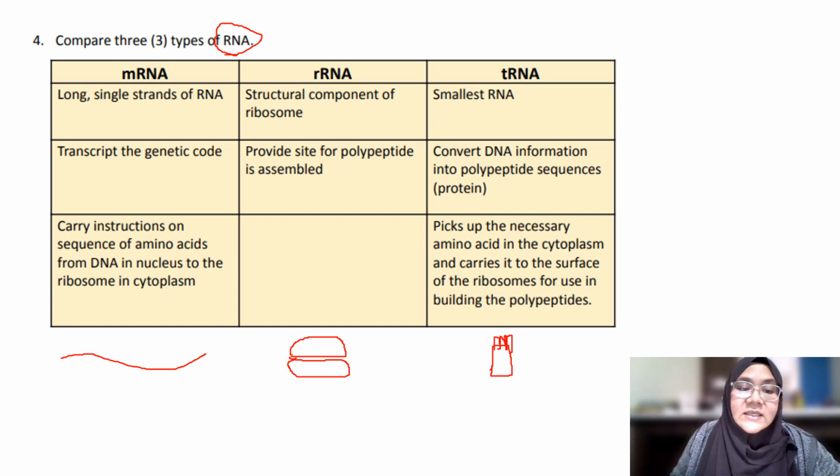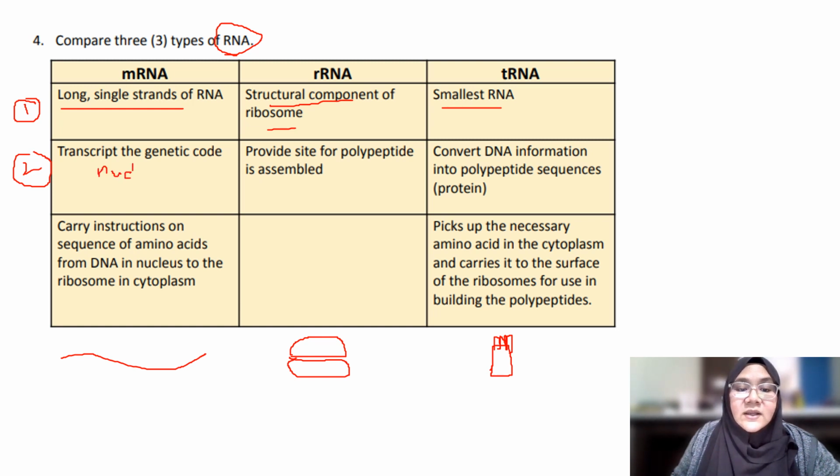The mRNA is a long single strand of RNA. rRNA is a structural component of the ribosome, and tRNA is the smallest of the RNAs. Okay, then after you discuss its shape, focus on the function of the RNA itself. For mRNA, it is used to transcribe the genetic code, where transcription takes place inside the nucleus.